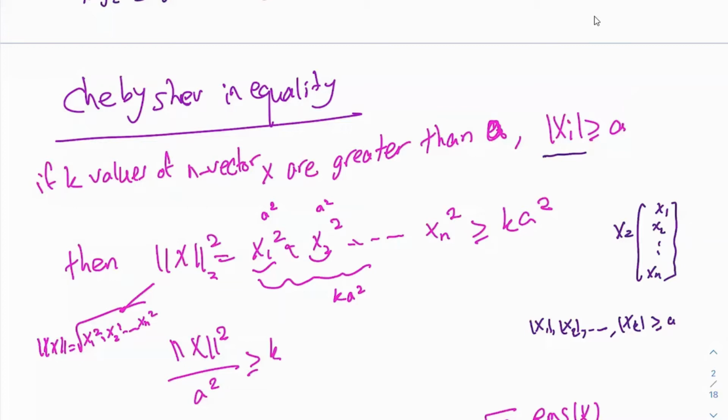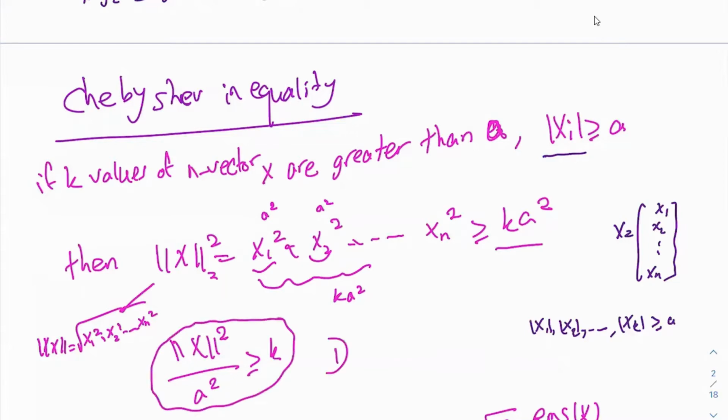So the norm of x, the Euclidean norm of x squared, is greater than or equal to k a square, with equality happening if the other terms are 0 and the first k terms are equal to a. So this one is greater than that. Now, if you divide by a square, you get this quantity here.